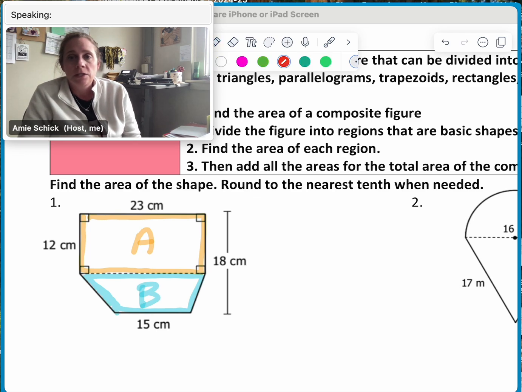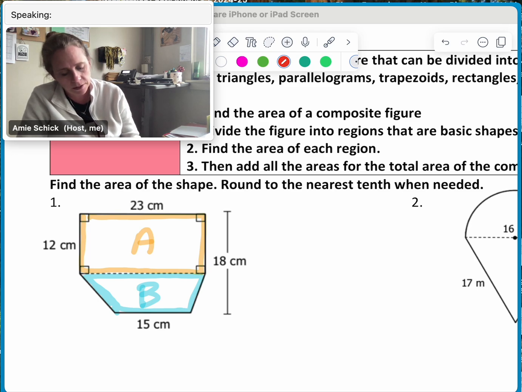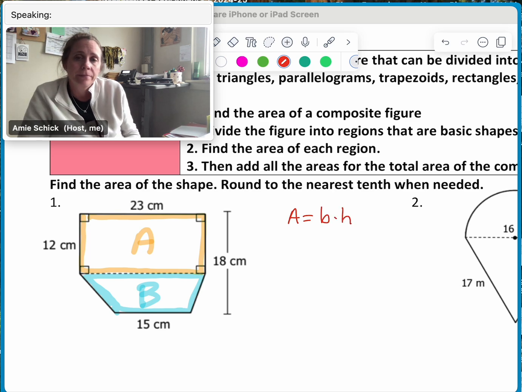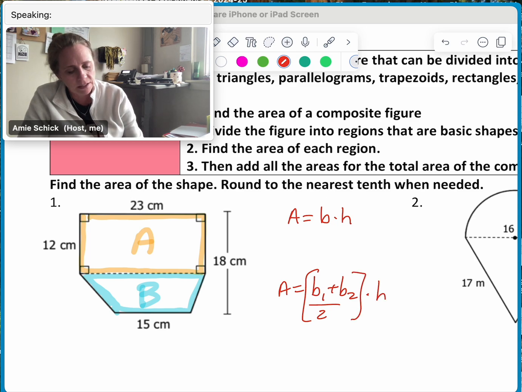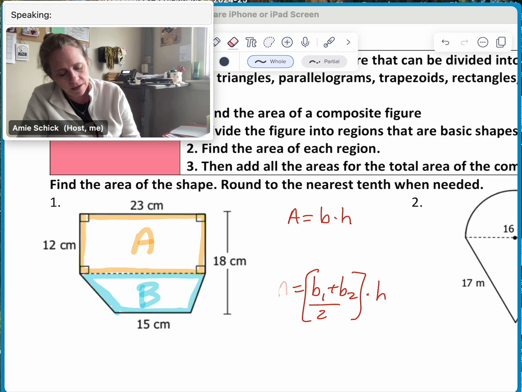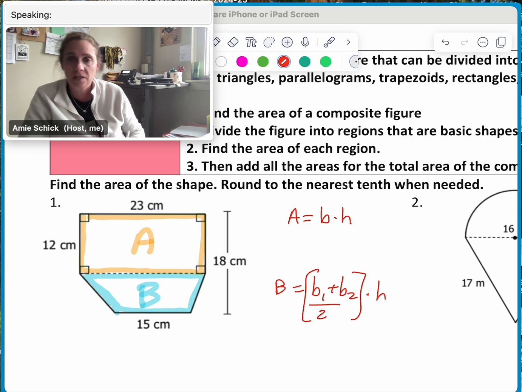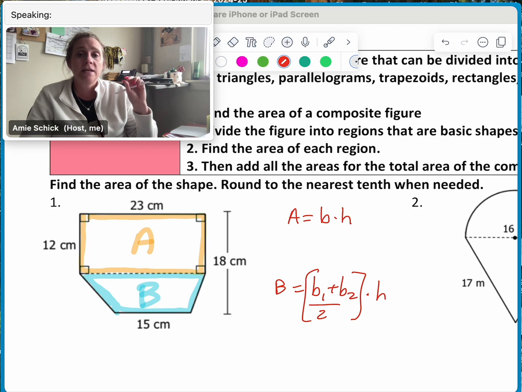At this point, you would want to go to your formula sheet or section 9.1 and write down those two formulas. For a rectangle, it's base times height. For a trapezoid, base 1 plus base 2 divided by 2 times the height. Remember, one of those bases is shorter, one is longer. So the area of shape B is finding the two bases, averaging them, and then taking it times the height.